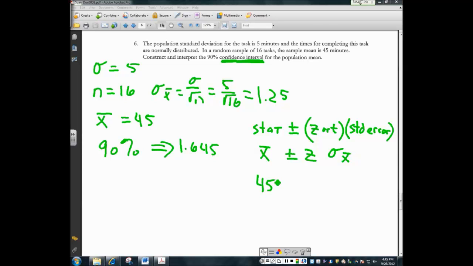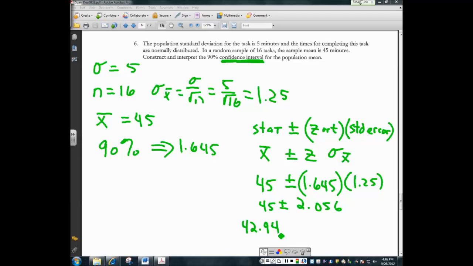Well, not just a couple more days. We'll introduce t in a couple of days, and then sometimes we'll have t and sometimes we'll have z. 45 plus or minus a margin of error of 2.056. For a lot of our purposes, it's better just to report the lower limit, that's 45 minus 2.06 to 47.06. I've just rounded that to 2.06.